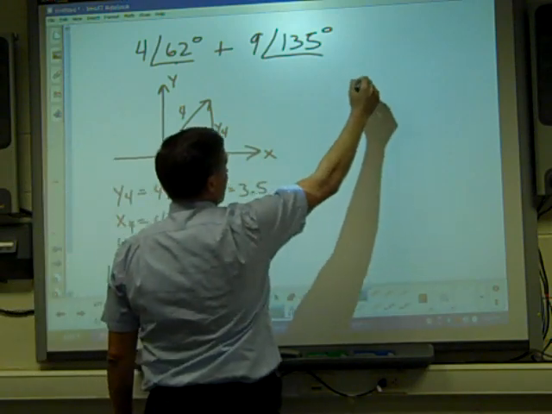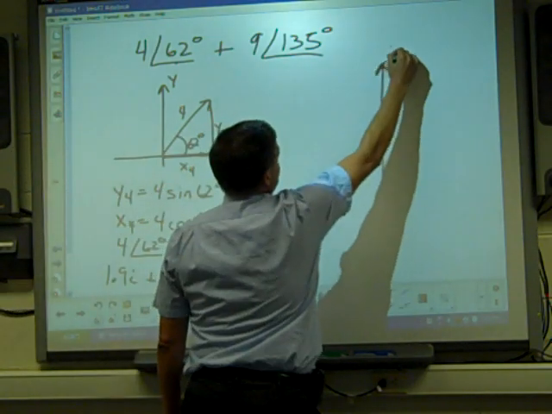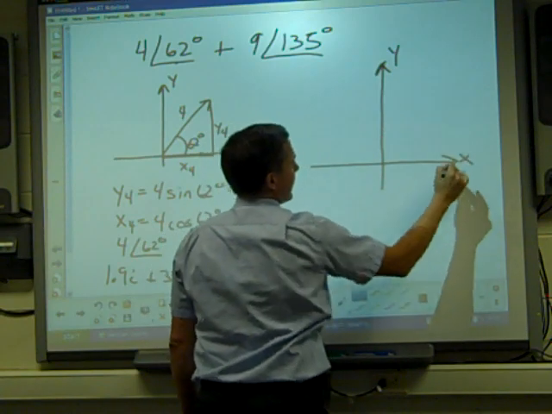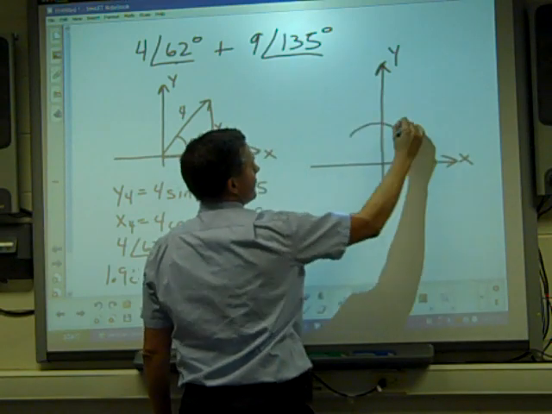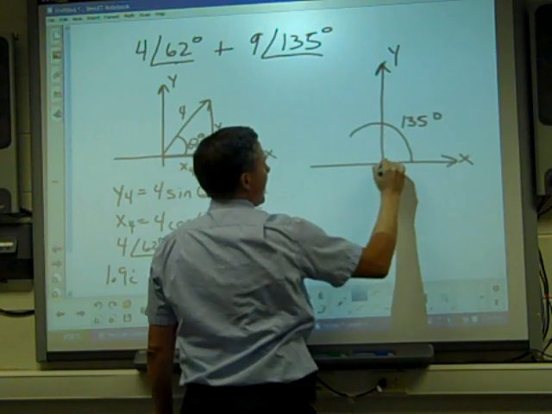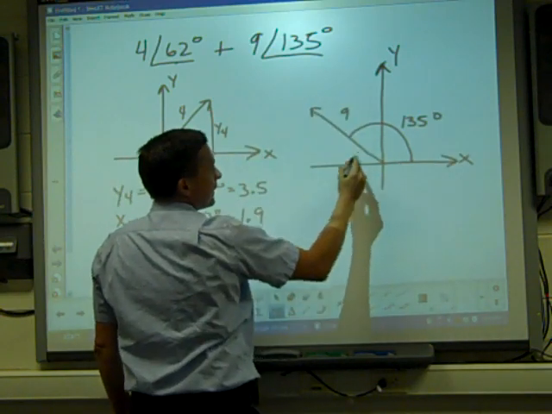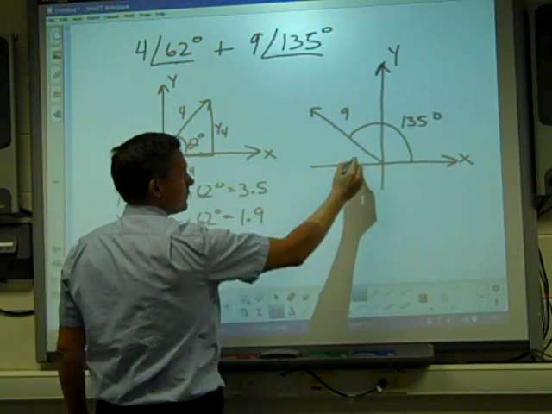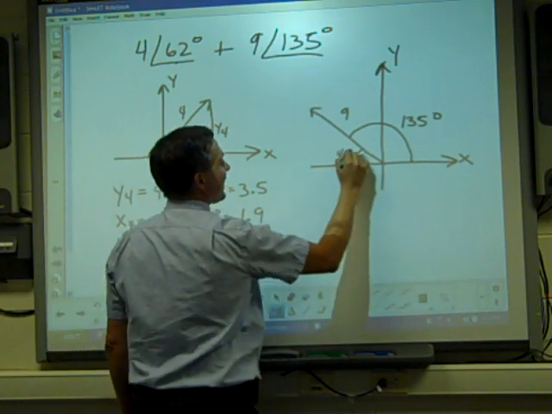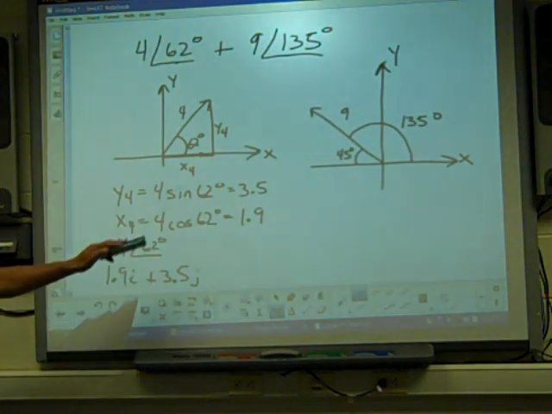I've done one. I have to rinse and repeat now. I have y, I have x. I have to swing 135 degrees, and now I have my terminal side. I go out 9 this time. It leaves a related angle of 45 degrees. That's what I'm going to use in my things.